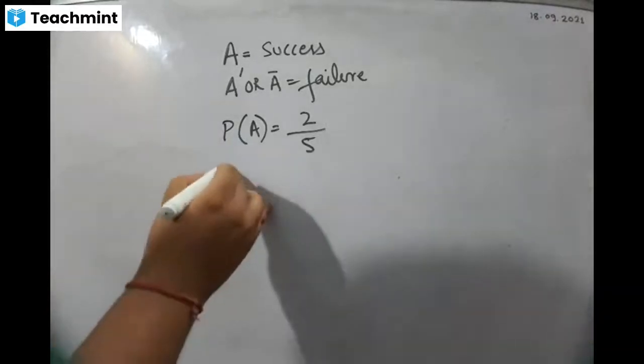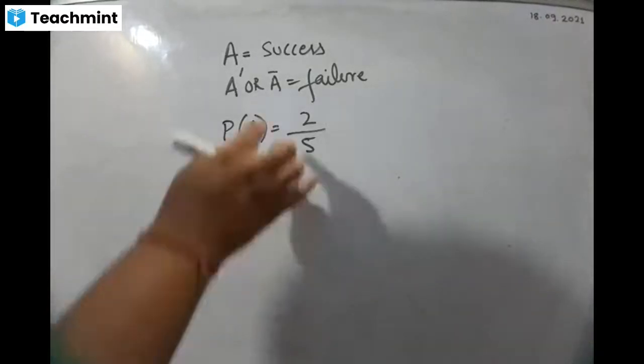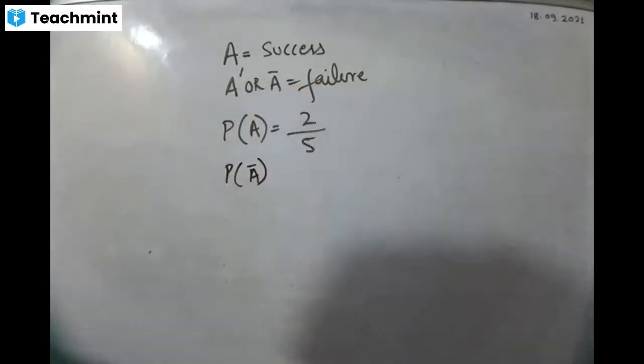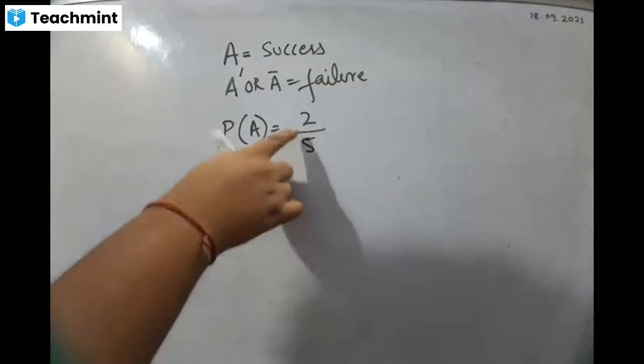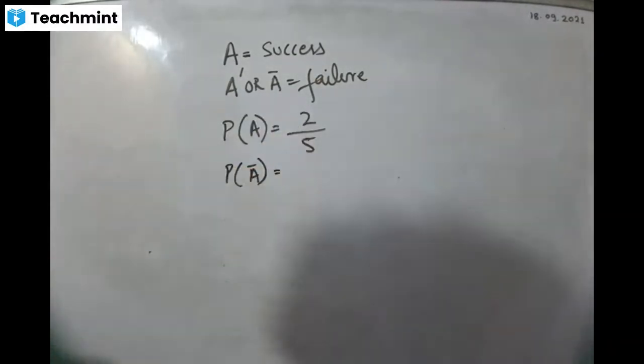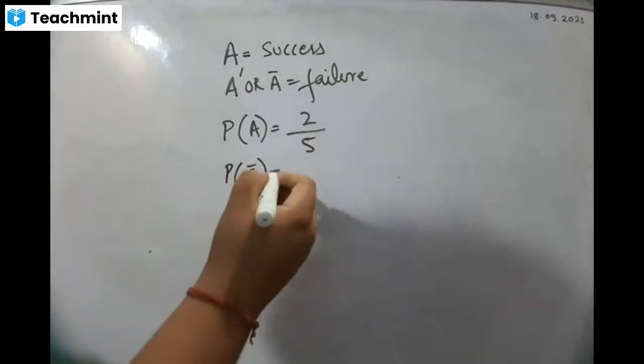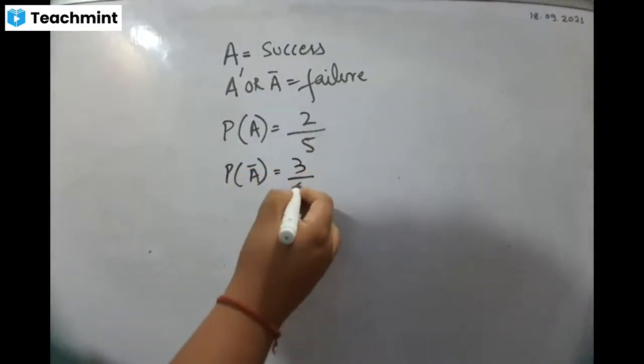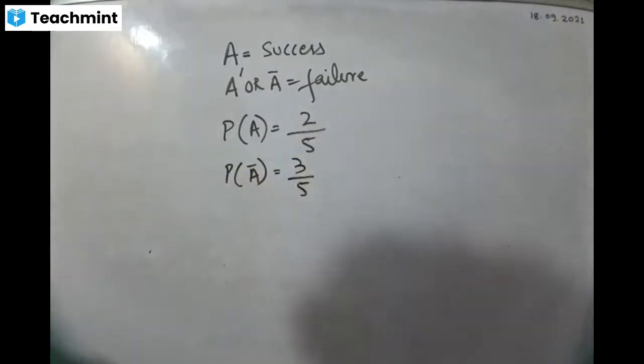So, what is the probability of A dash? A means success, A dash means failure. Out of five problems, if you could do two problems, then how many problems could you not do? Three. So the probability of A dash will be 3 by 5. That's why this is called success and failure.